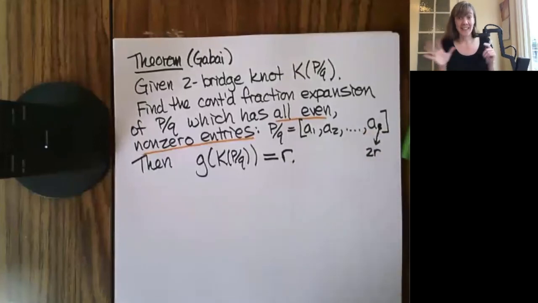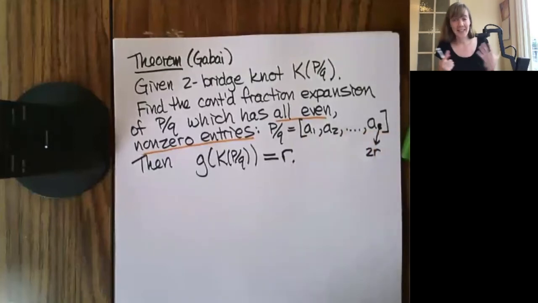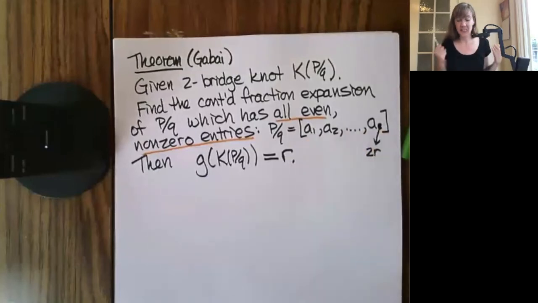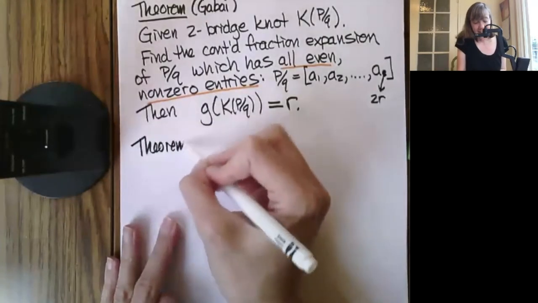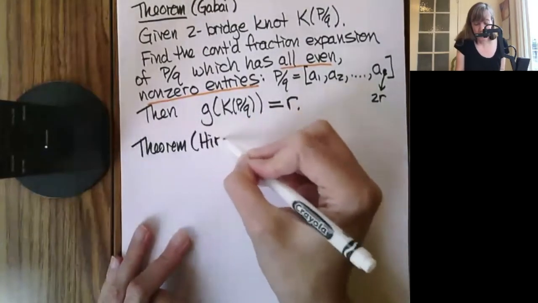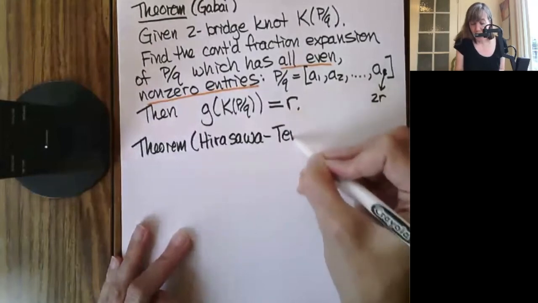And the surface that we're looking for will be the one that corresponds to this, where you just take the twisted bands and they're all even, so it'll be an orientable surface, and it's the one you're looking for. Okay. And then we have the corresponding computation for crosscap number by Hirasawa and Teragaito.